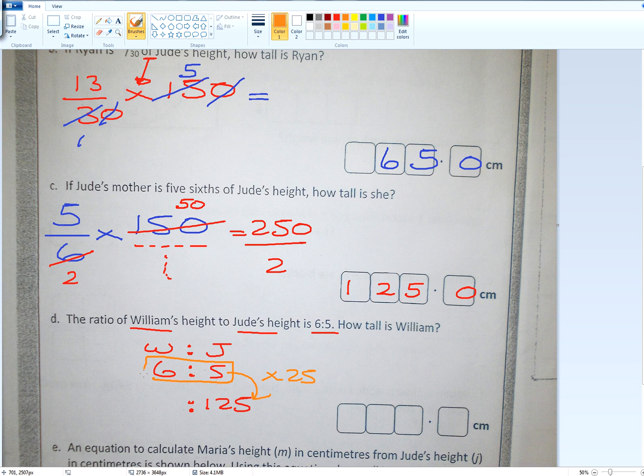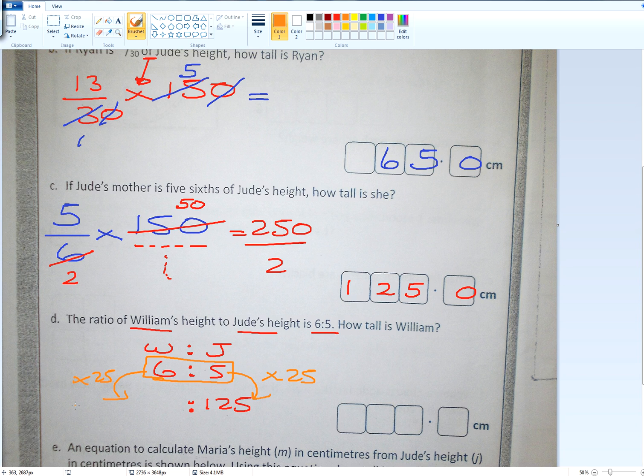So how did this ratio become the answer here? 6 ratio 5 became something ratio 125. The 5 to 125 is times by 25. What we do on the right hand side, we have to do on the left hand side. So you've got 6 times by 25, which gives 150. Are you sure it's 150? Yes, because 25 times by 2 is 50, and then times that by 3 is exactly 150.